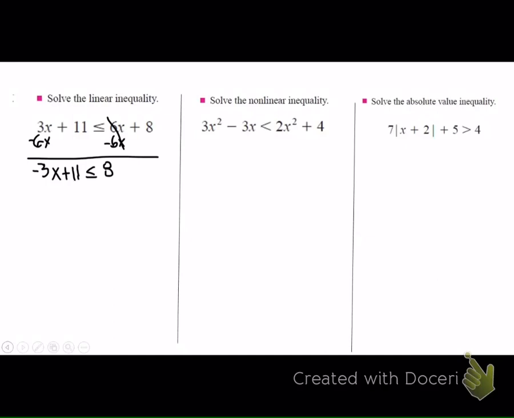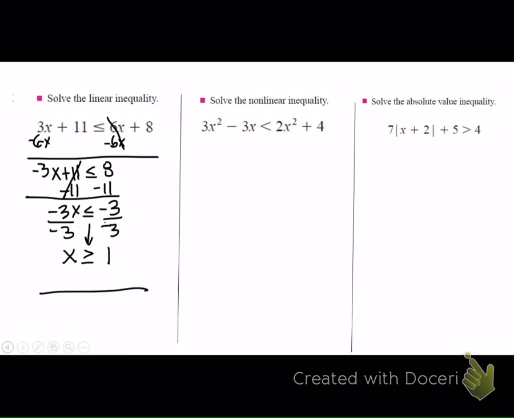From this, we want to simplify by subtracting out 11 from both sides. We're going to reduce, getting negative 3x is less than or equal to 8 minus 11, which is going to give us negative 3. I'm going to divide both sides by negative 3. When you divide, we change our sign because we're dividing by a negative, and we're going to get x greater than or equal to 1. The inequality we want to see here is 0 and 1. Closed circle at 1 going the right direction. To write that as an interval, we would write it as 1, comma, infinity.